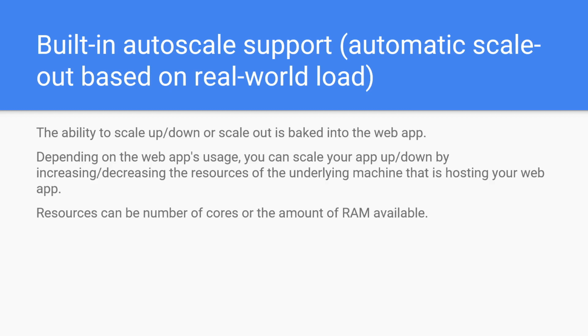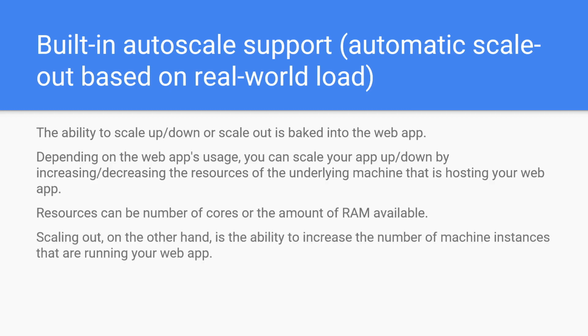Resources can be, of course, the amount of RAM available, which means scaling up. You can increase the amount of CPU or RAM, the size of the server, worker, or instances that are hosting your app, or you can scale out, which on the other hand is the ability to increase the number of instances that are running your web app. By the way, the instance, worker, and machine are the same concept here, okay?